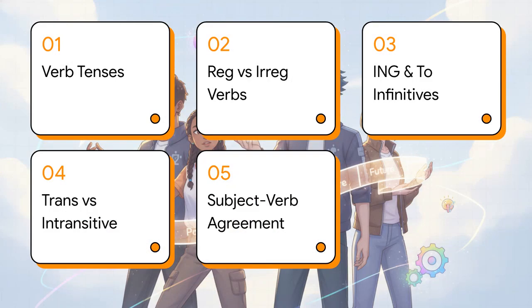Okay, so here's our roadmap for today. We're going to cover 5 key areas: mastering English verb tenses, regular versus irregular verbs, navigating ing and to infinitives, transitive and intransitive verbs, and finally, perfect subject-verb agreement. Let's get right into it.